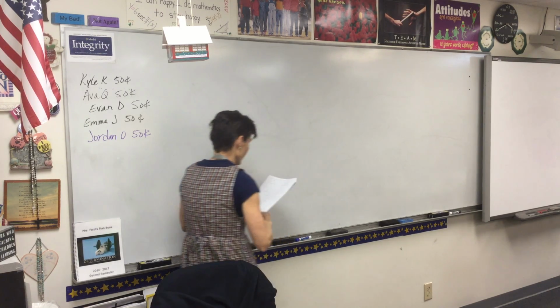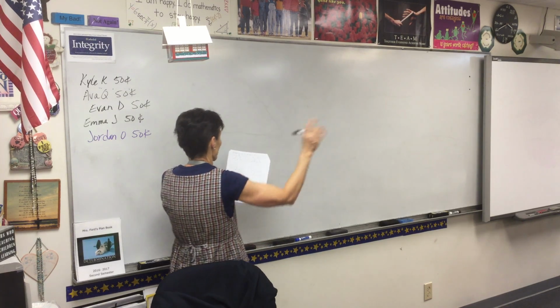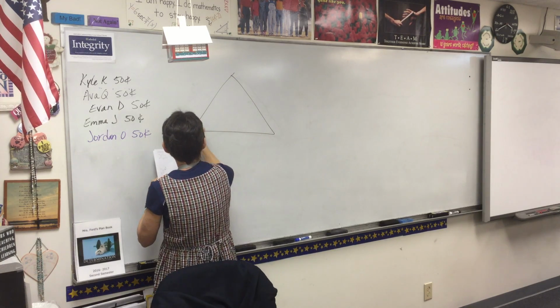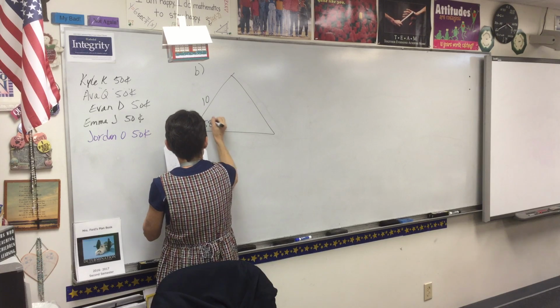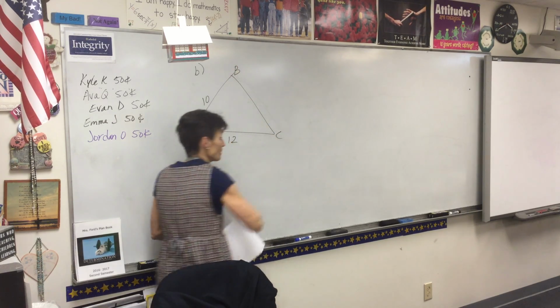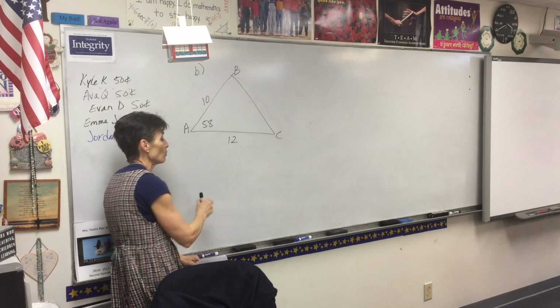I'm going to go a little bit out of order because I want to do the easiest one first. So we're going to do problem B first. Okay, so this is problem B. We're going to find the area of this triangle. Believe it or not, you're going to type it straight in. There's not even any work.